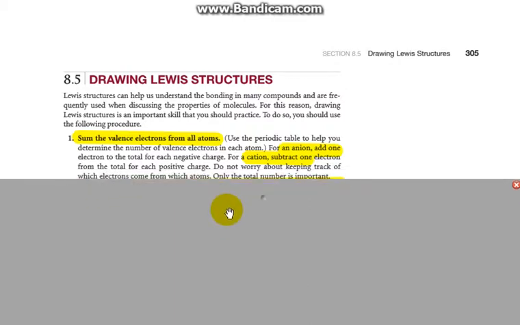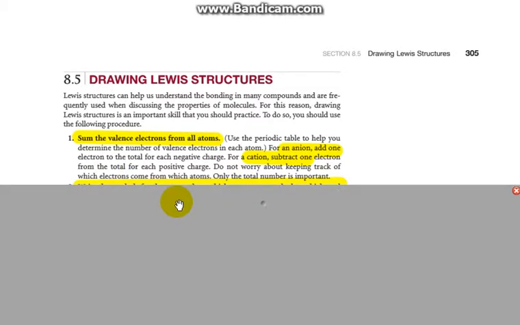So first of all, take a look at all of the valence electrons in all of the atoms. Use the periodic table to determine how many valence electrons are in each atom. Look at the group number for the representative or A group, and you can easily get that. If we have an anion, which is a negative ion, rather than a molecule, make sure you add one electron because that whole ion has gained one or two. And for a cation, or positive ion, make sure you subtract an electron because that's why the overall ion is positive. We'll take a look at a few examples when dealing with that. Do not worry about keeping track of which electrons came from where, only the total number is important.